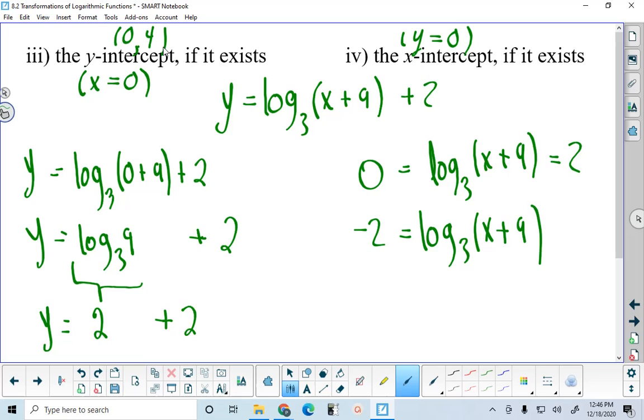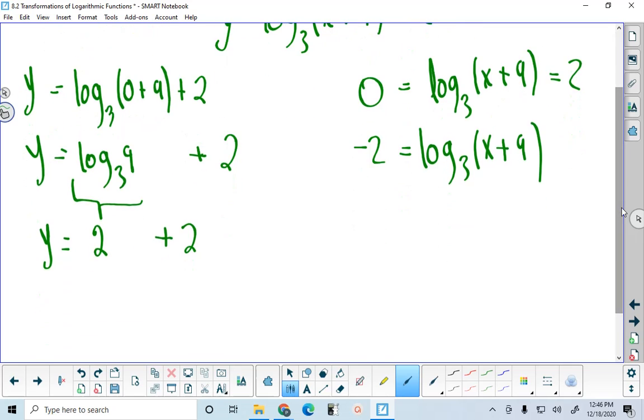Well, this is what I was talking about yesterday. If you hit a brick wall with logarithms, rewrite it in exponential form. So if I rewrite this in exponential form, negative 2 is the exponent to which I raise 3 to get x plus 9. Which means x will be equal to 1 over 3 squared, that's what 3 to the negative 2 is, minus 9. Can you work that out for me, please, in decimal form? And somebody type what it's equal to in decimal form.